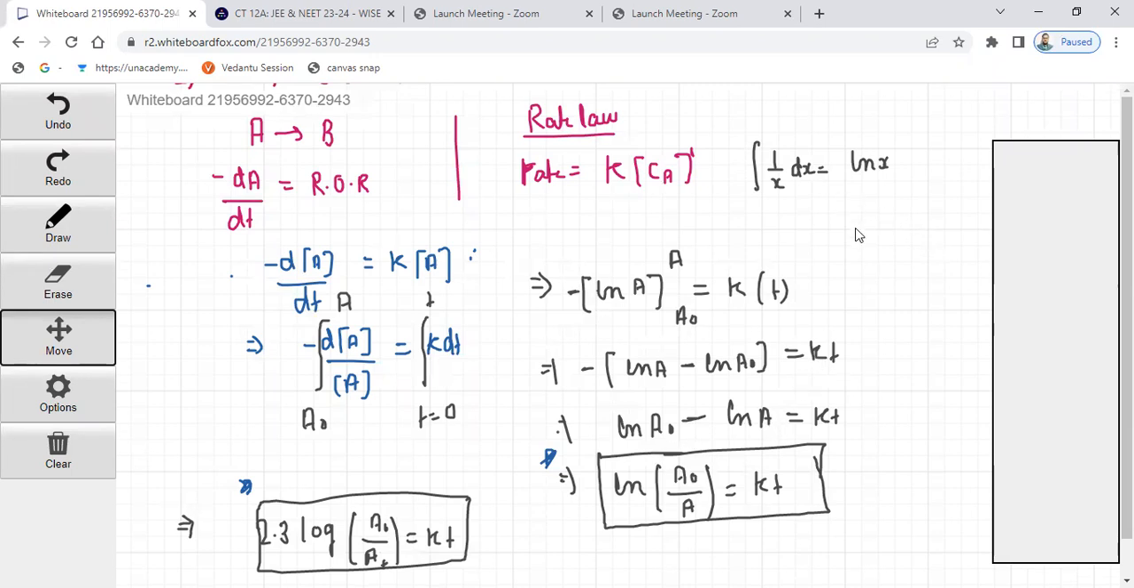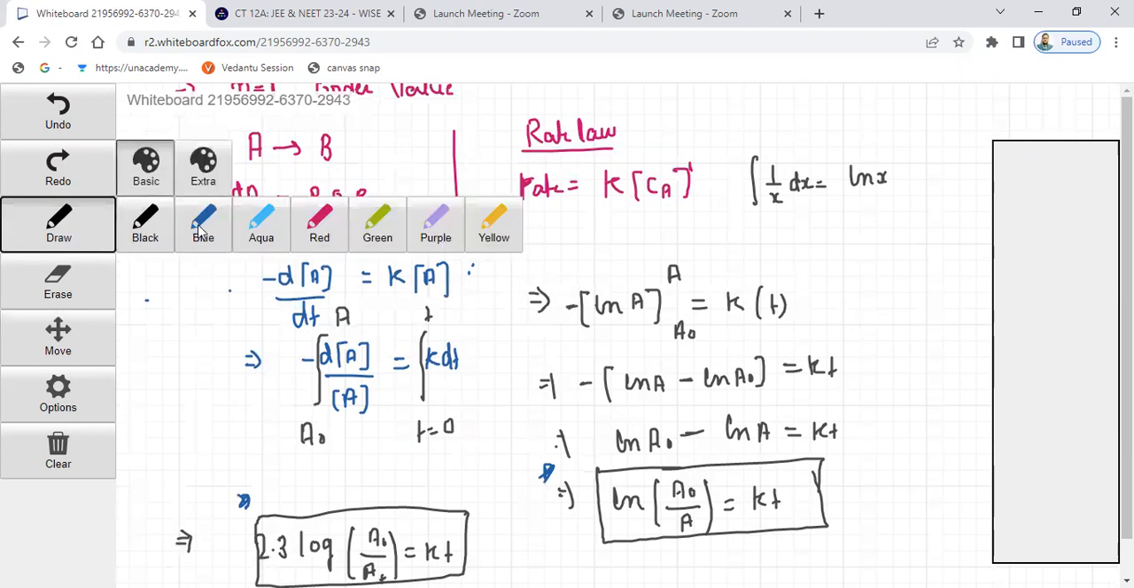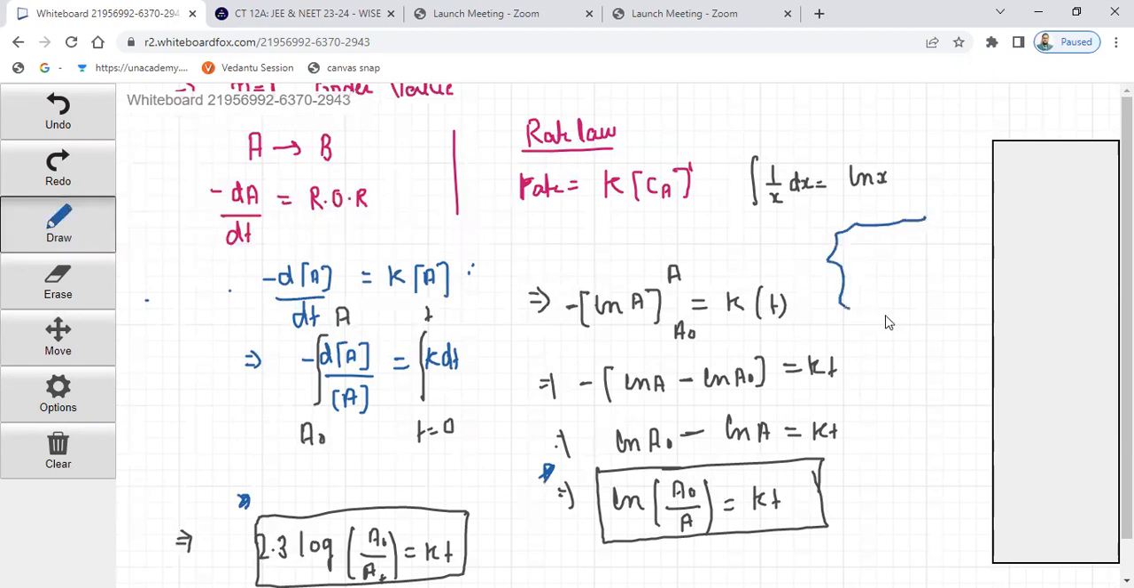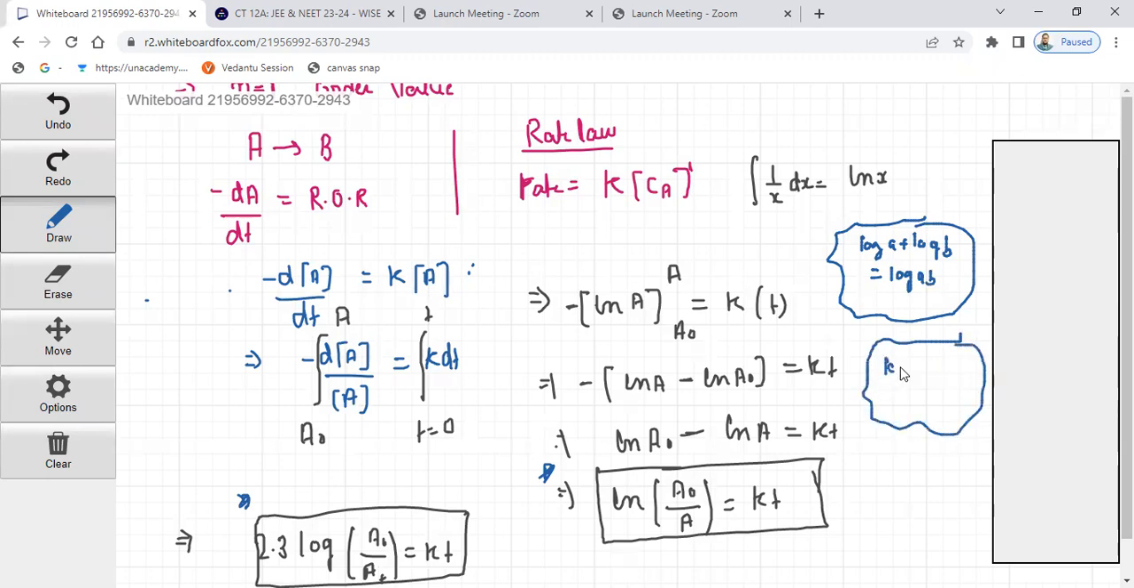This is the property of log here. If you don't know the property, I am writing the property. These are the general log properties. Log A plus log B is equal to log AB. Log A minus log B is equal to log A by B. Third, log x to the power n is equal to n into log x.